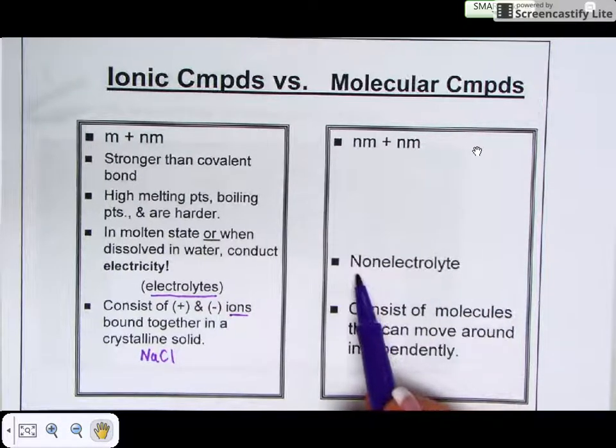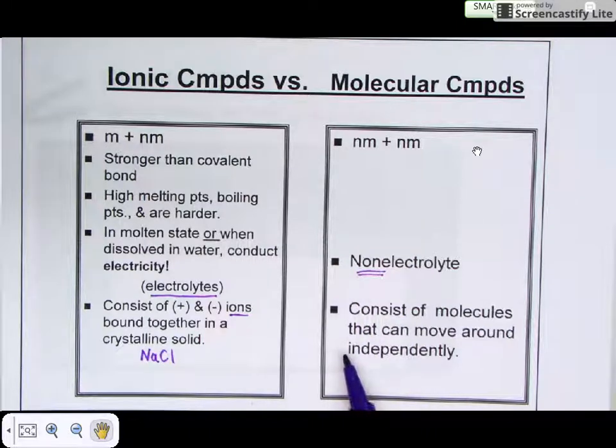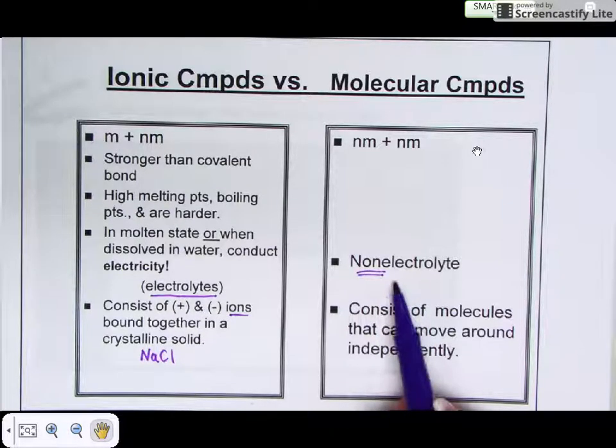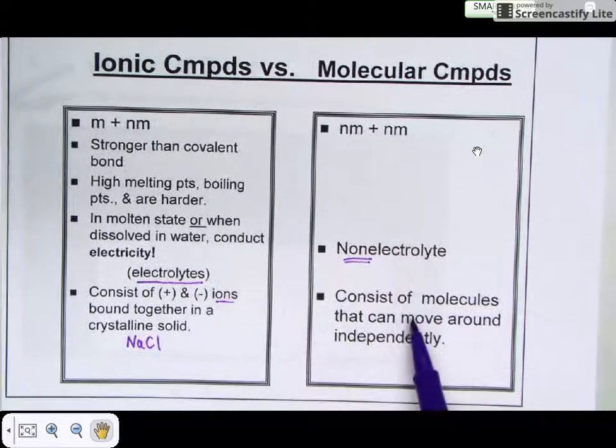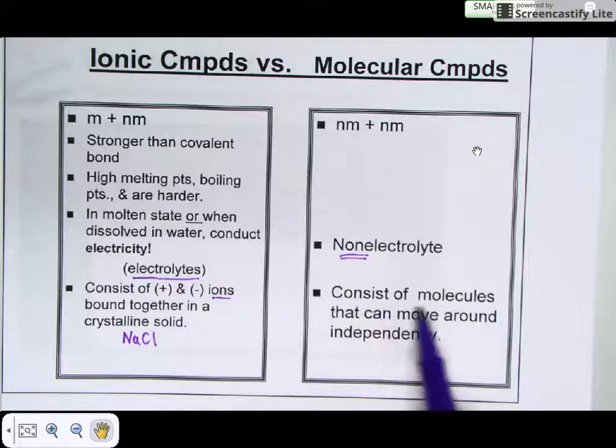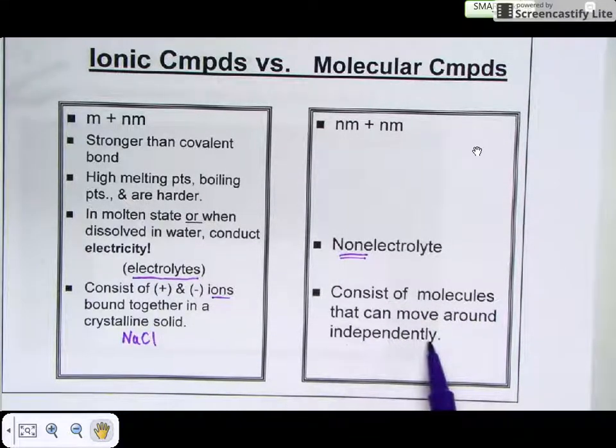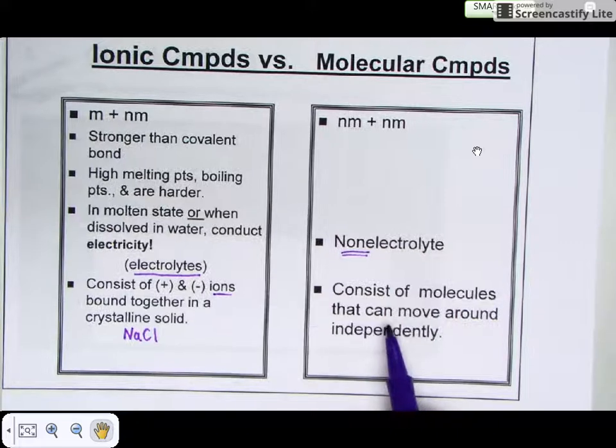Now, the molecular compounds, when they dissolve in water, they do not conduct electricity. They're called non-electrolytes. The reason is because the water doesn't actually pull the atoms apart. So there's no ions moving around in solution in order to conduct. The molecular compounds remain intact, and they consist of molecules. They move around independently. So like when you put, for example, sugar in water, the water does not pull the sugar apart into its carbon, hydrogen, and oxygen atoms.